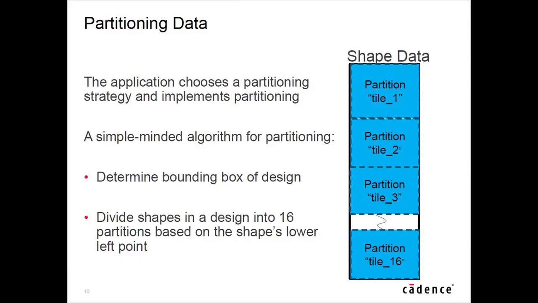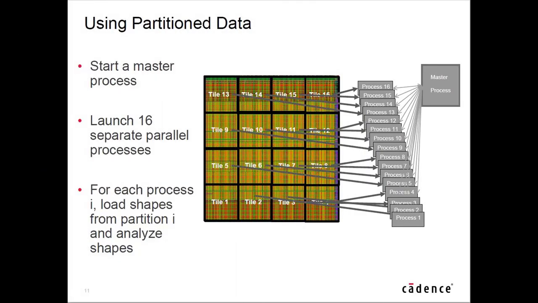So your application would have to create a partitioning strategy and implement it. One very simple-minded algorithm is just determine the bounding box of the design, divide the shapes in the design into 16 different partitions based on the shape's low or left point. You'd probably have to come up with a strategy for shapes that span tiles, but this is a simple-minded strategy. Then after you'd partitioned the data and you wanted to analyze the design, you would start a master process, which would launch 16 separate parallel processes running in memory on different processors, and then for each process I, you'd load the shapes from partition I and analyze those shapes.